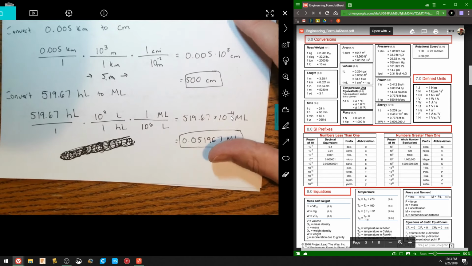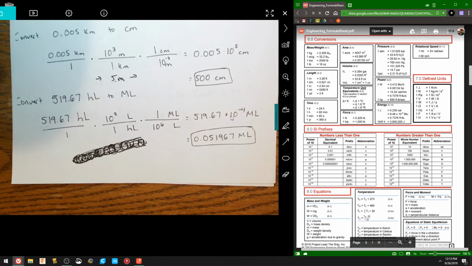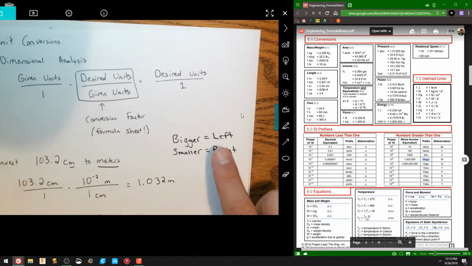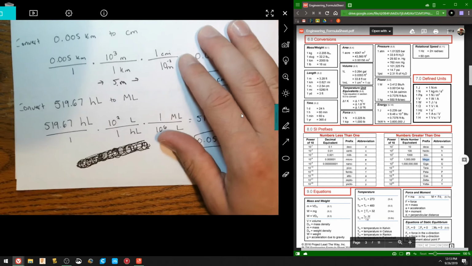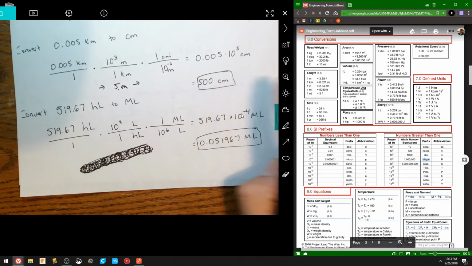Same exact thing, but now it's a little bit different because it's all on one side. So we're going from hecto, which again is right here, hectoliters, to megaliters. So we're getting it from big to bigger. If we're getting bigger, we're going to go to the left. Hecto, in this little chart, is 2, right? And then mega, which is 6. What is the difference between 6 and 2 number-wise?